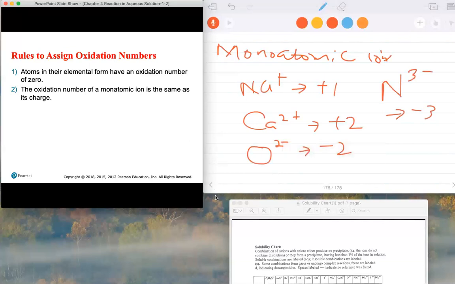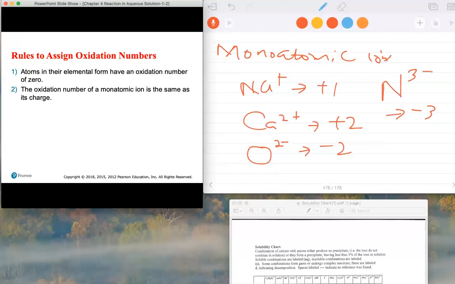Monatomic ions. How do we know which atoms have an oxidation state of 0? That's a good question, Jennifer. It is when it is in the elemental state that it has an oxidation state of 0. So to answer that question, you have to look at whether it is an element or a compound.